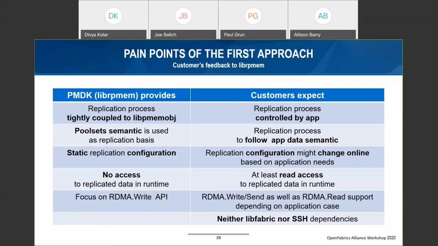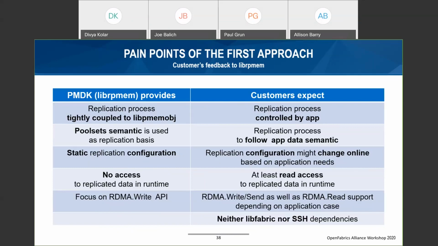The second problem was that we use this pool set semantics when we build the configuration of master and slave replica. It means that both memory areas must be binary compatible, and people do not like it. The librpmem solution assumes a static configuration, which is not acceptable in common cloud solutions where we could change configuration online. And due to some technical decisions, we are not allowed to access the replicated data.